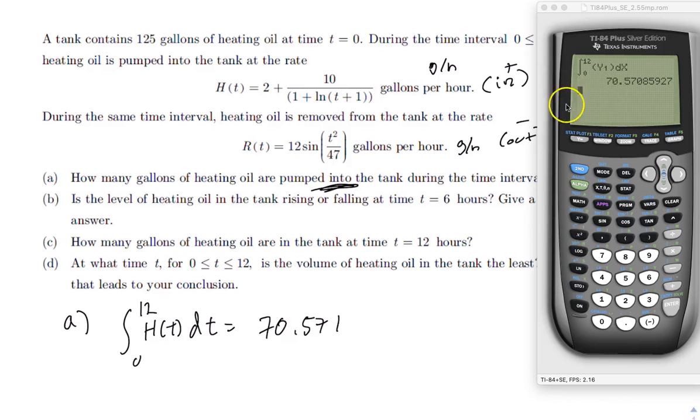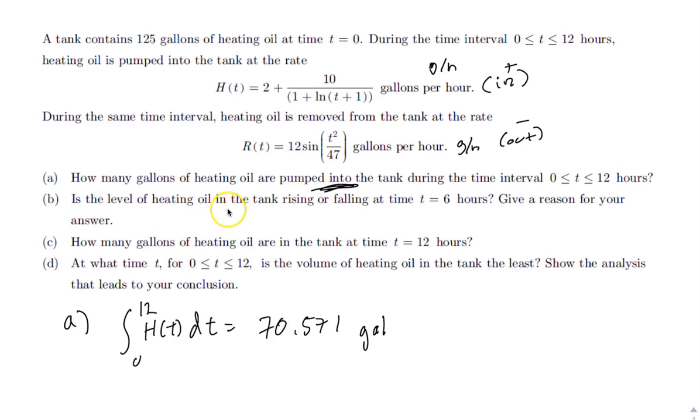Again, if you're worried about rounding, just write them all down, then you'll be fine. If I want units, remember we start off with the rate, gallons per hour, and then we integrate it, so we lose the time on the bottom, so it's just gallons, which makes sense. So that's A. Now let's talk about B.